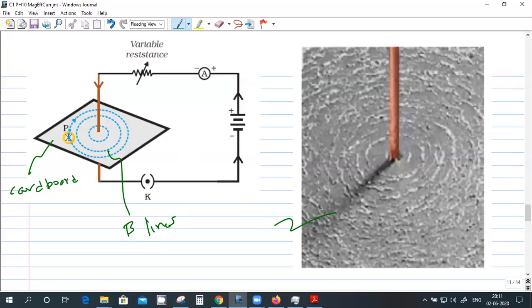Concentric circles, and the density of the circles will be less as you go out. Closer to the wire, B is more. Here B is less. The figure is not drawn properly. Here the density of lines should be more, and here the density should be less.